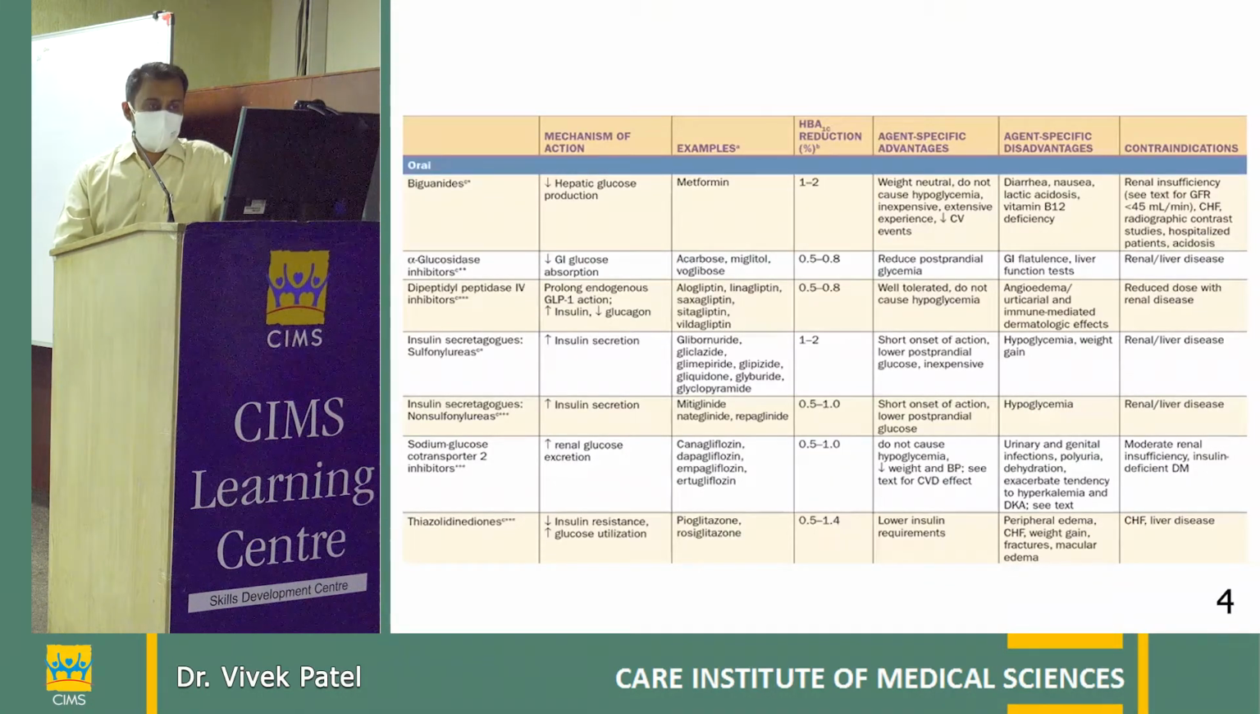And if GFR is less than 30, then metformin should be discontinued and it should be avoided. The other group is the alpha glucosidase inhibitor. As I already mentioned, it causes decreased absorption of glucose from the gut. We have two molecules which are commonly used.